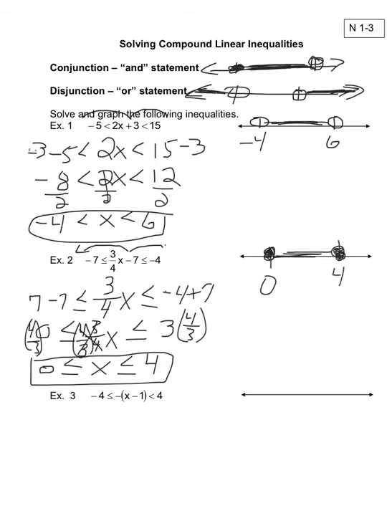Okay. So are there any answers in between? Could the answer be 0 or 4? Yes. Why? Because there's an equal. Because they are equal. They are colored in. They are inclusive. So those are possible solutions to it.